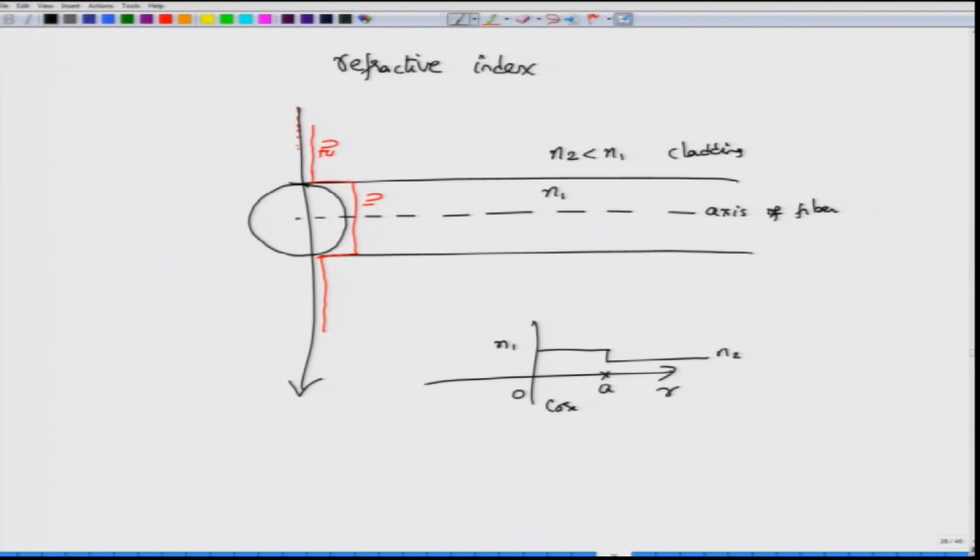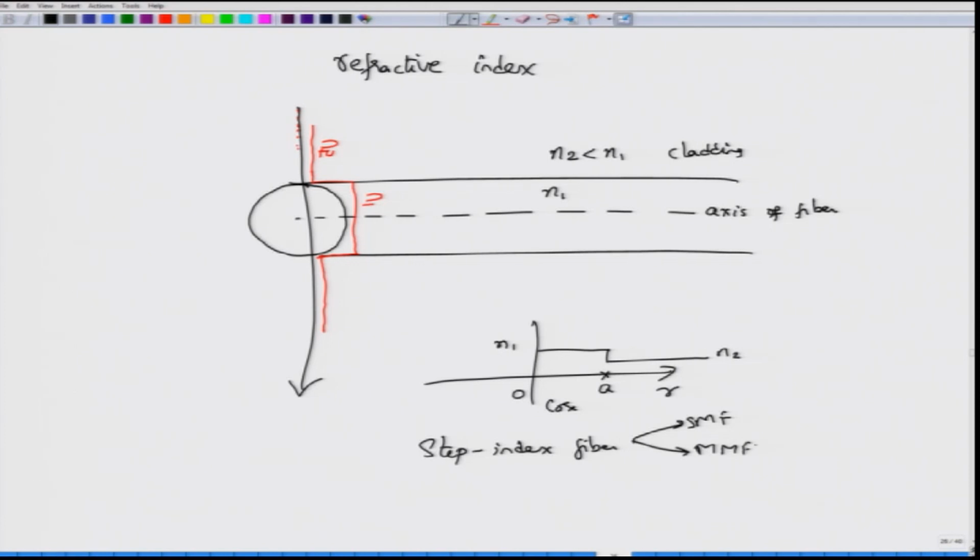Okay. This type of profile wherein the refractive index is essentially constant in the core as well as in the cladding and experiences a sharp step-like change or step-like discontinuity is called a step index fiber. Okay. So, again, step index fiber can be single moded fibers or can be multi-moded fiber.